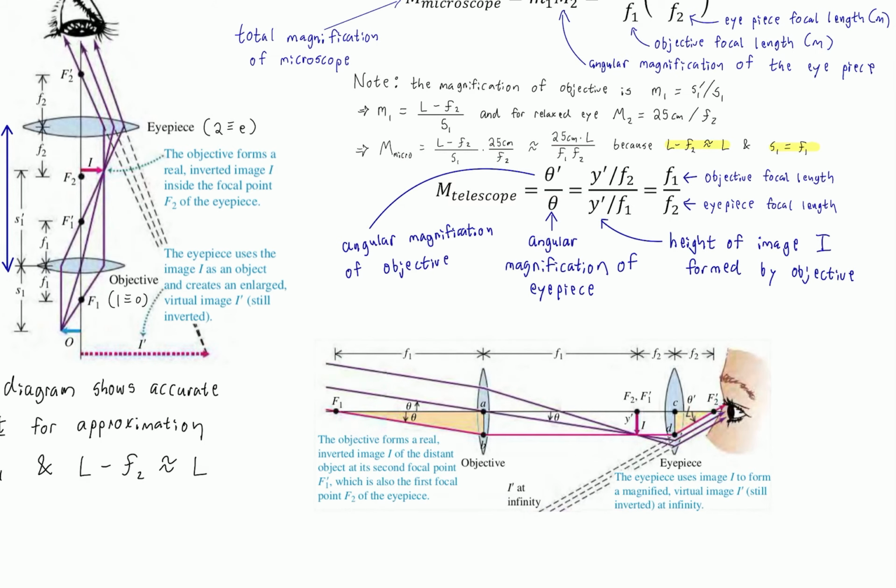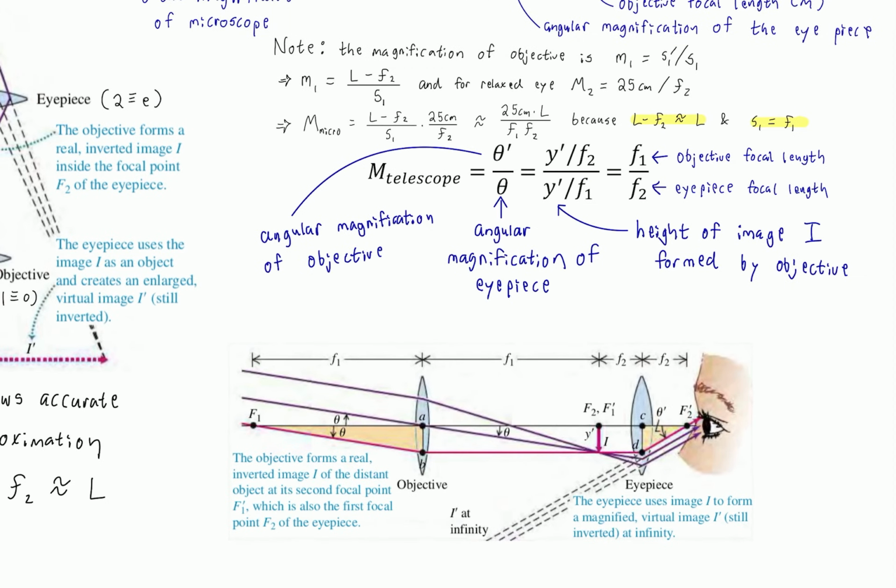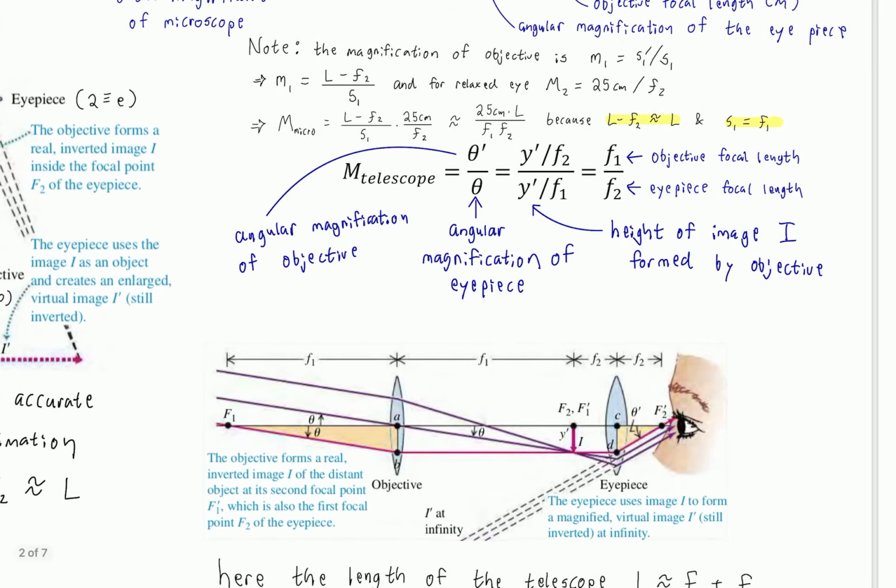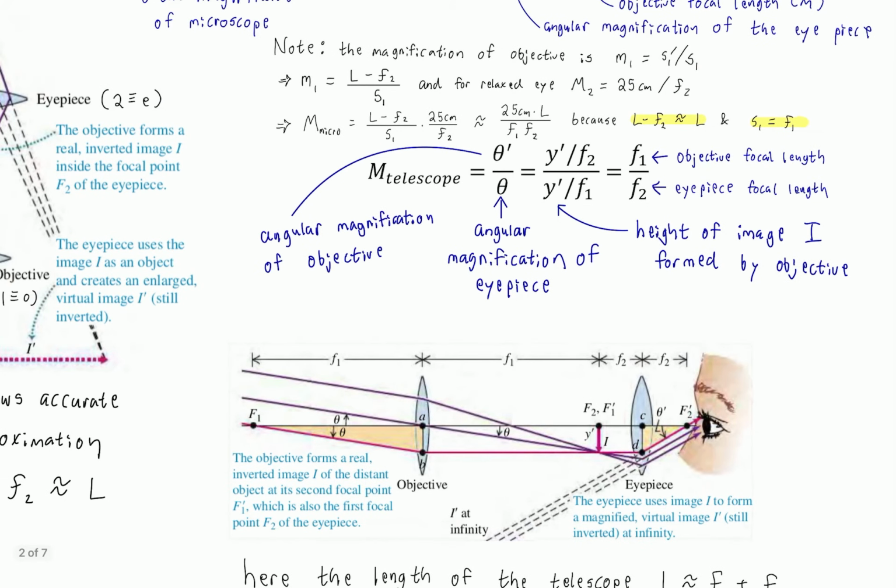Okay, so what are our equations? Well, we've got the angular magnification of the objective, so that's just going to be that one right there. Then we also have the angular magnification of the eyepiece. And this really should say angular size, not magnification, so bad choice of words here, that's my typo. And then we also have the height of the image formed by the objective. So these are both angular size equations.